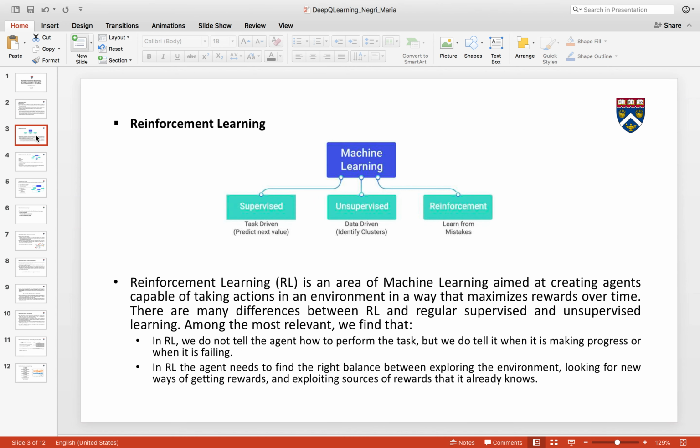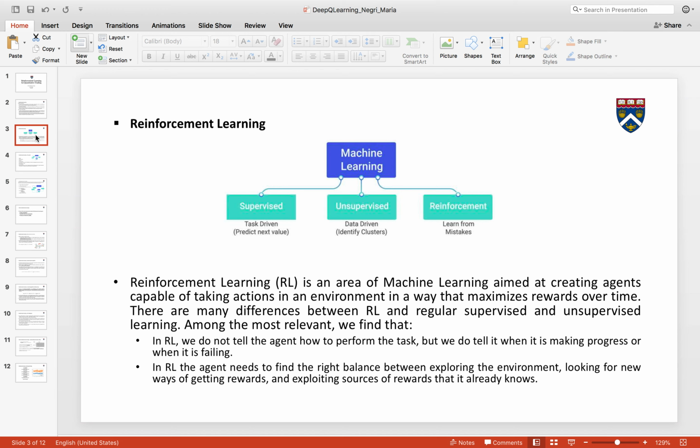Reinforcement learning is an area of machine learning aimed at creating agents capable of taking actions in an environment in a way that maximizes rewards over time. There are many differences between reinforcement learning and regular supervised and unsupervised learning. Amongst the most relevant, we find that in reinforcement learning, we do not tell the agent what to do, how to perform the task, but we do tell it when it is making progress or when it is failing.